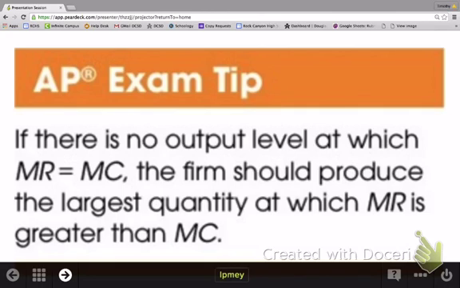Now, I've stated this before, but it's stated here again, and you should be aware of this. If there is no output level at which marginal revenue equals marginal cost, the firm should produce the largest quantity at which MR is greater than marginal cost, but never produce when marginal cost is greater than marginal revenue.